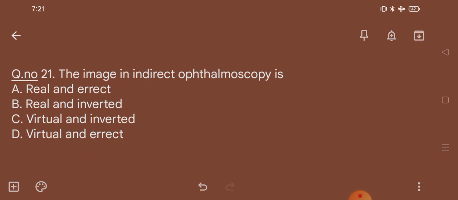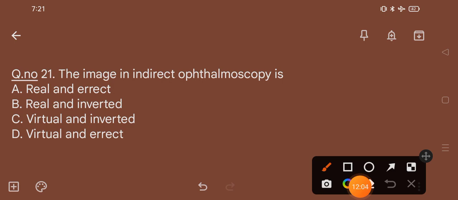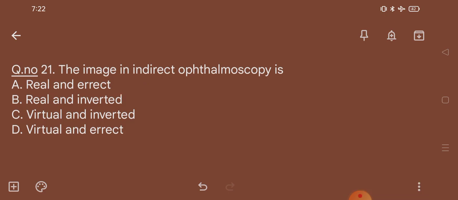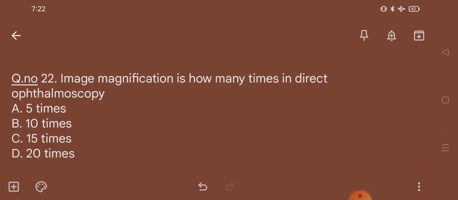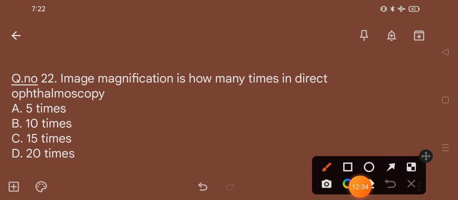Question number 21: the image in indirect ophthalmoscopy is: option A real and erect, option B real and inverted, option C virtual and inverted, option D virtual and erect. The correct option is option B, that is real and inverted. Question number 22: image magnification is how many times in direct ophthalmoscope? 5 times, 10 times, 15 times, or 20 times. The correct option is 15 times, that is option C.